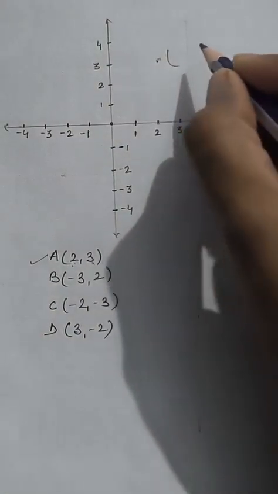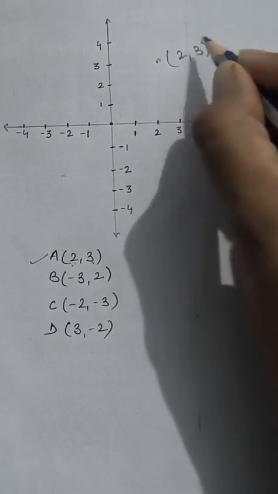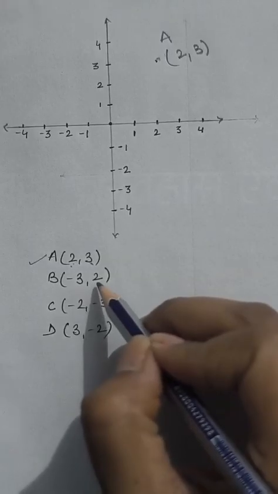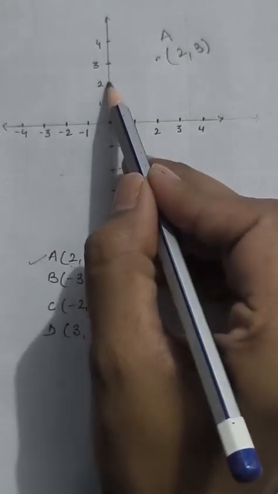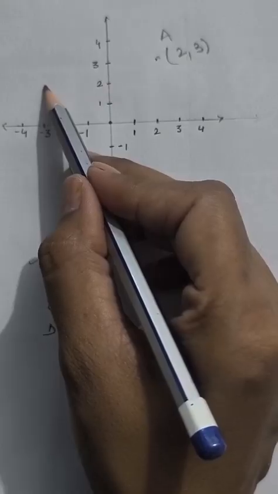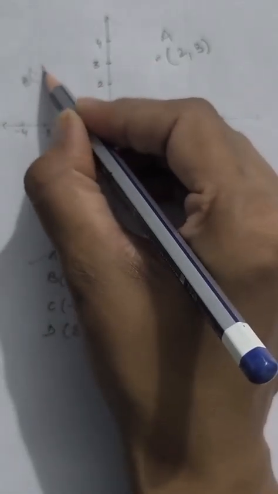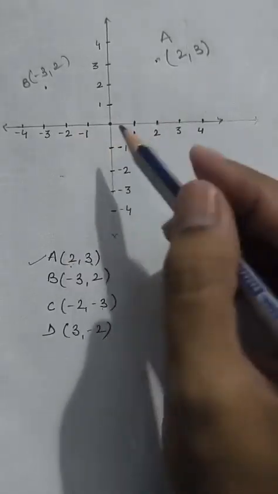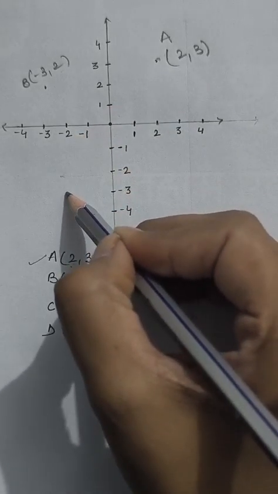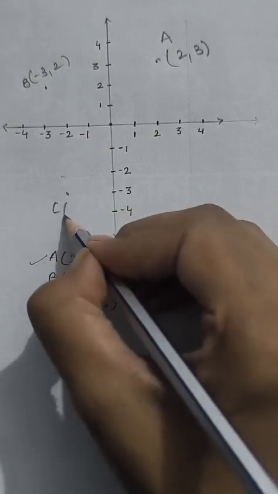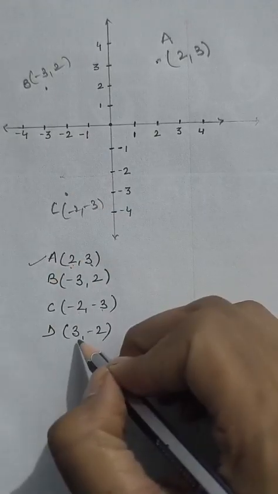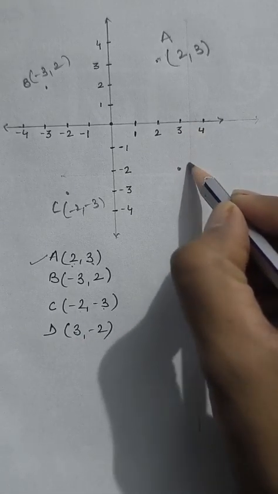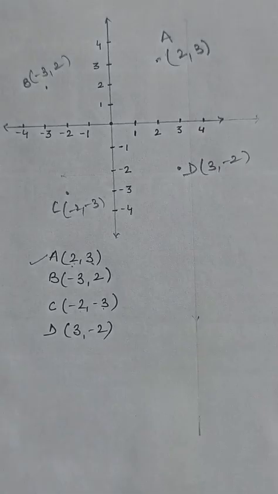So as you can see, this is our first point, A (2, 3). Now the second coordinate is B (-3, 2). So on the x-axis -3, but on the y-axis 2. So we can mark here. This is our B point, (-3, 2). Same for C (-2, -3), the C point is at -2, and here we are having -3. This is our C point, (-2, -3), and for D point (3, -2), on the x-axis 3, but on the y-axis -2. This is our point D (3, -2).